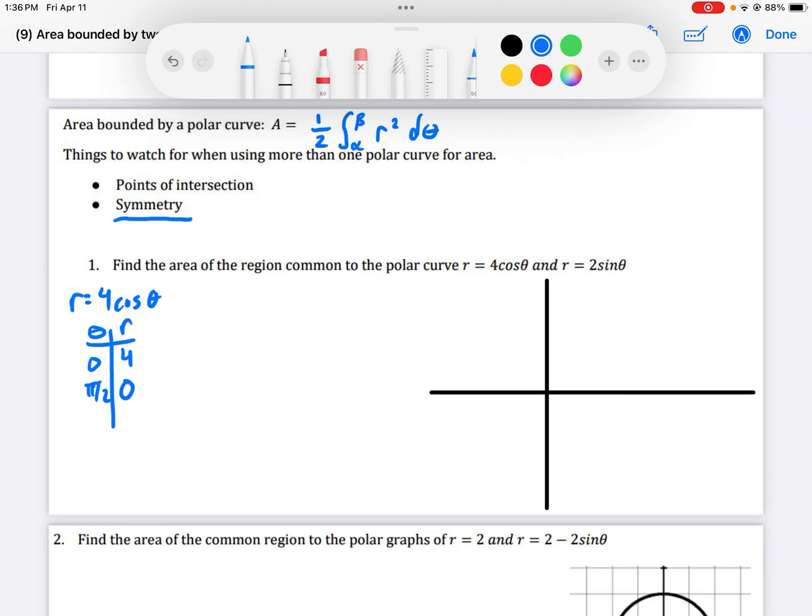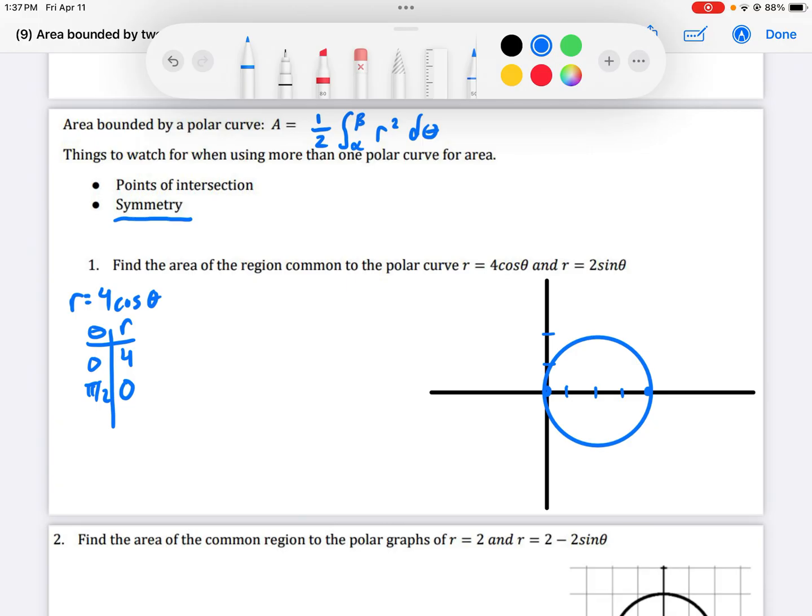By now, hopefully we remember this graph. It starts out when theta is 0 with my radius at 4: 1, 2, 3, 4. And at pi over 2 radians, my radius is just 0. This is actually going to be a circle with radius 2, so it's going to look like this.